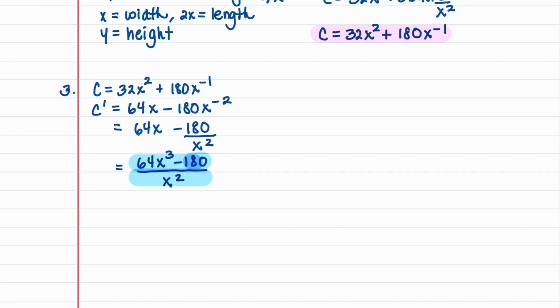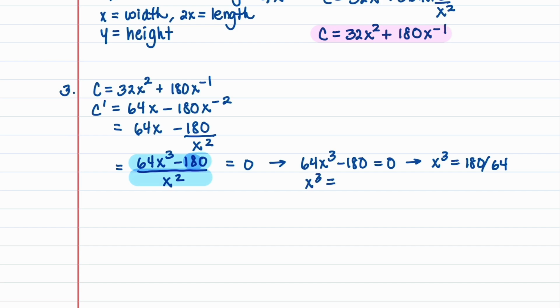To find the critical values, we have to set our numerator equal to 0. We're not going to worry about our denominator because that gives us x is 0 and our cost function isn't defined at 0. So we just have that 64x cubed minus 180 is equal to 0. So this gives us x cubed is 180 divided by 64.